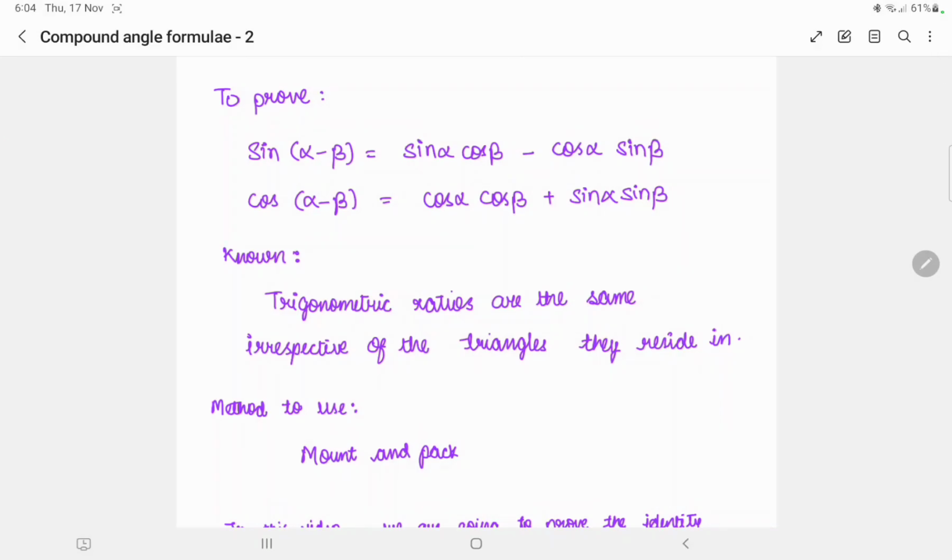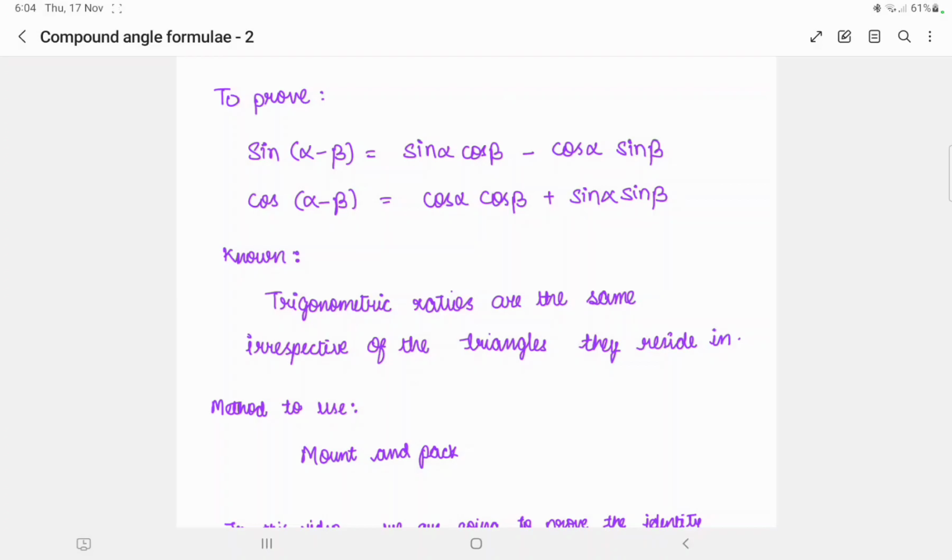From the previous video, if you remember, what do we know? All we know is that these are the trigonometric ratios, and trigonometric ratios are the same irrespective of the triangles that they reside in. What was the method that we used last time to prove the compound angle theorem? We used the method called mount and pack. We are going to use a similar method in this video. In this video I am going to restrict myself to proving sine of alpha minus beta. In the next video we will take care of cos of alpha minus beta.